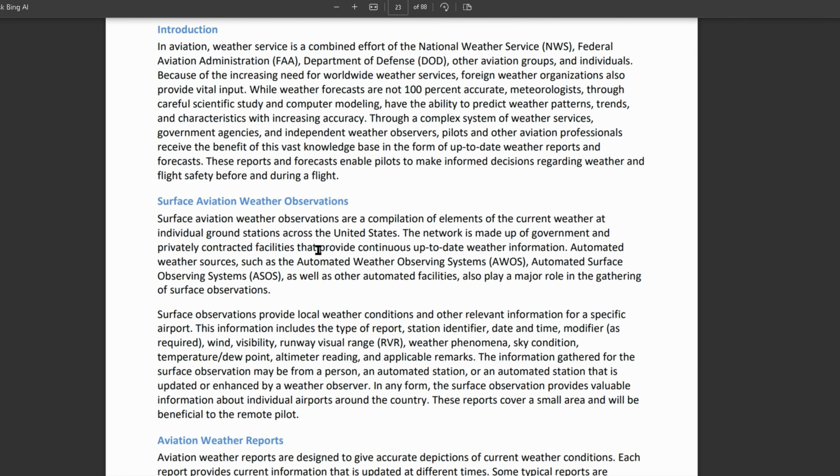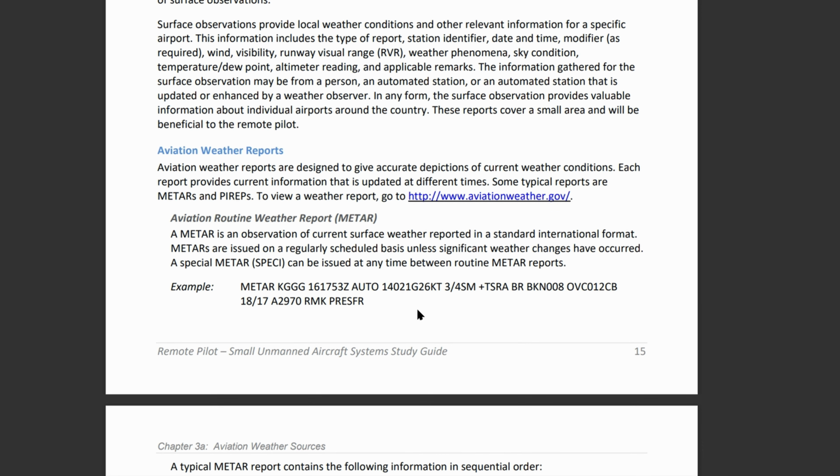Next, we're going to look at the actual aviation weather reports. So we're going to take apart this entire METAR, which you'll possibly see a lot on the test. Some people get a lot of these on the test. So it's super important you understand it, and we're going to break it down one by one.